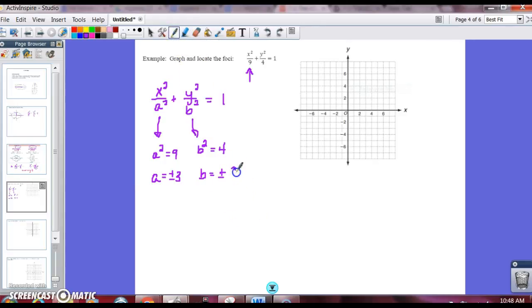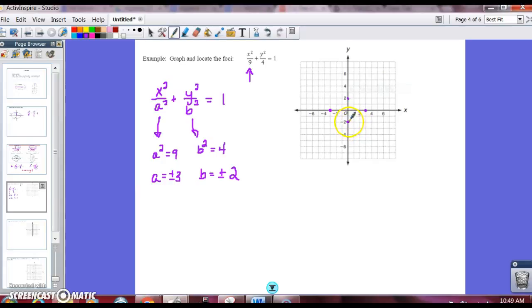Okay, so I know that the center of my ellipse is at the origin. I know that it's horizontal, so my major axis is along the x-axis. And so I know that I have to go out 3 units on either side of my origin along that major axis, along the x-axis. So I'm going out 3 that way and 3 that way. Okay, the b value is along my minor axis, which goes up and down. And so from my origin, I'm going to go up 2 and down 2. And those are the only points you need to graph your ellipse.